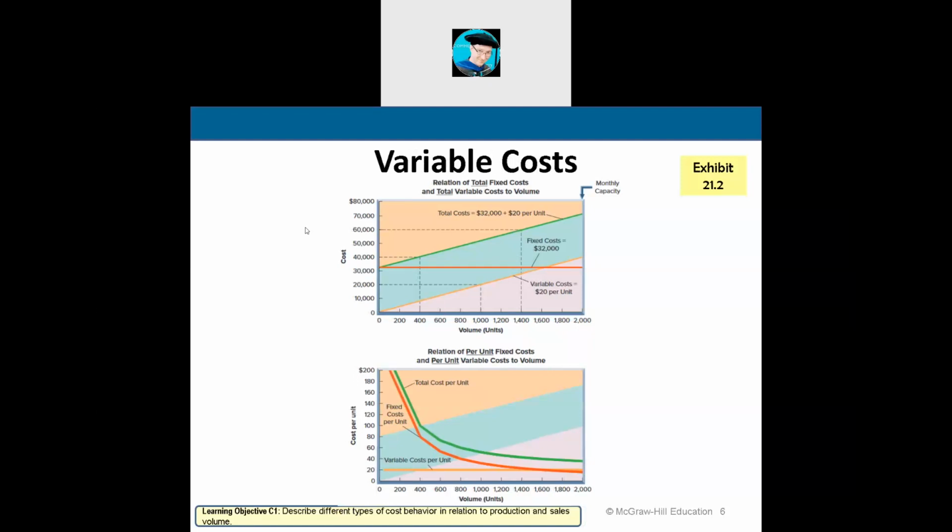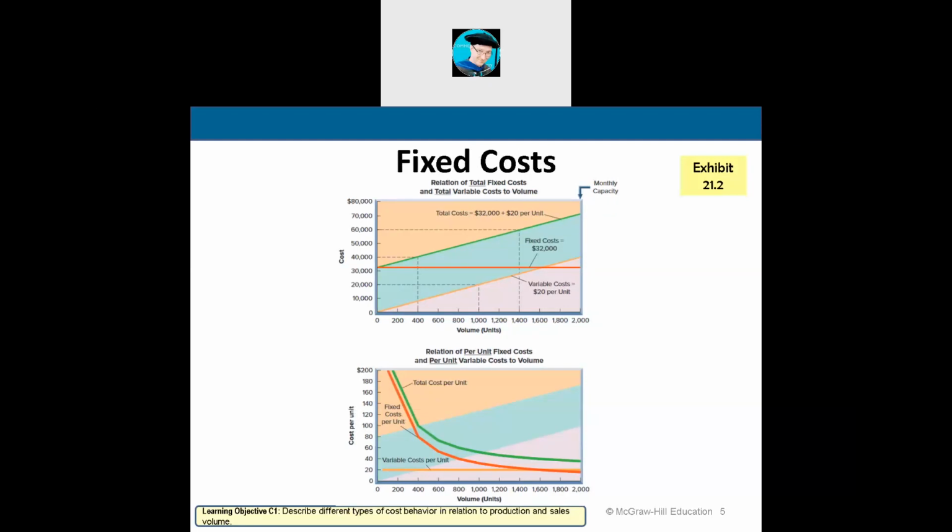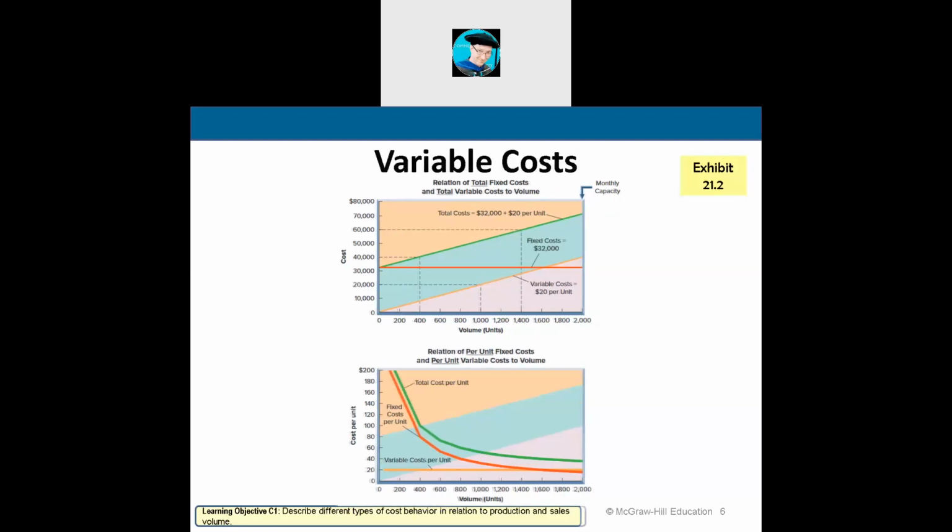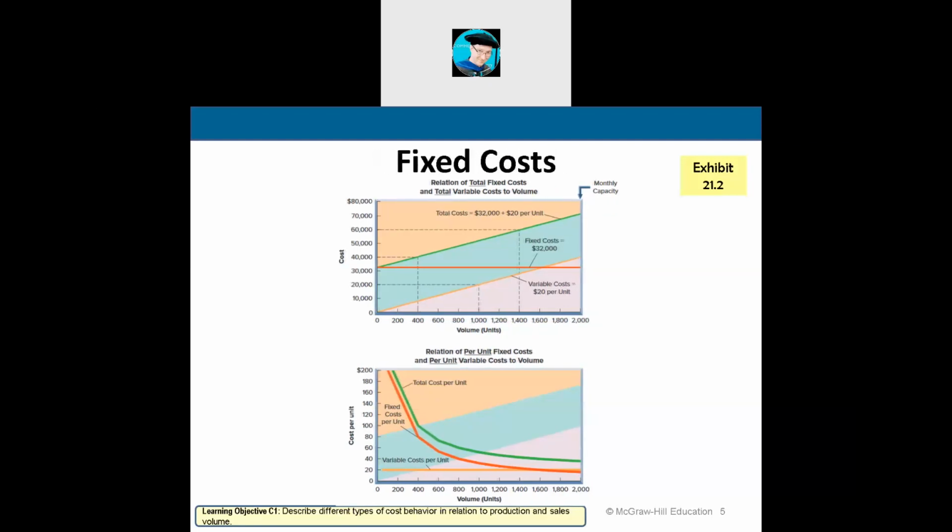Now let's look at it from another perspective. This perspective shows us the relationship of variable costs to the total number of units sold. So we can see the difference between the two slides, right? Let me go back and forth one more time. Watch this.